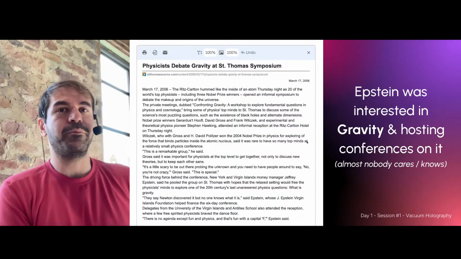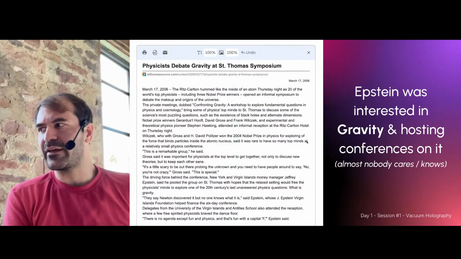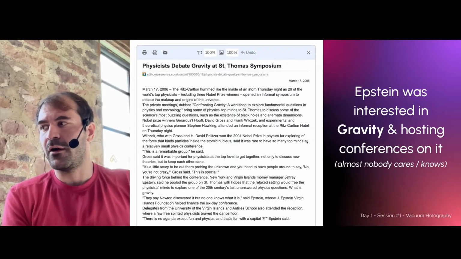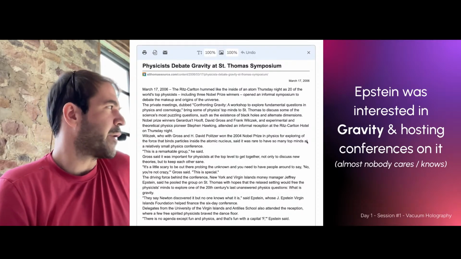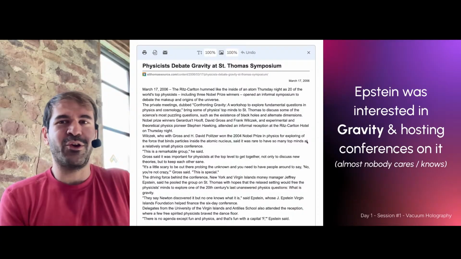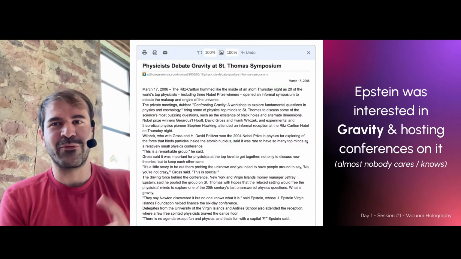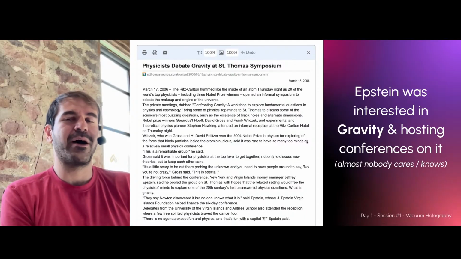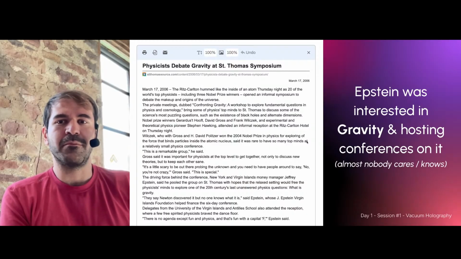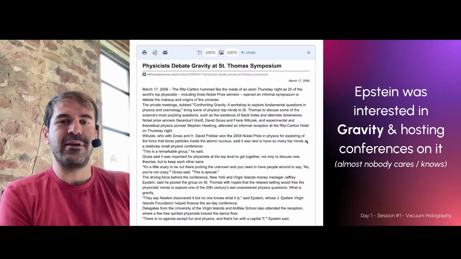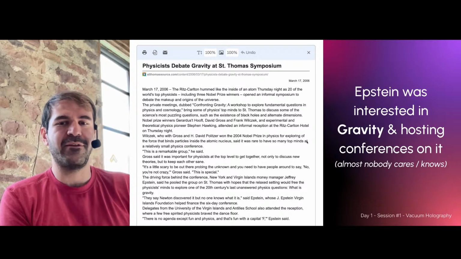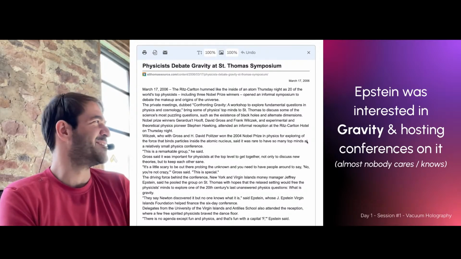And we will likely be doing a part 2 to that, because obviously a lot has transpired since then. But I actually was not exposed to this information back in 2020. I only became exposed to this information around 2023, I believe. But this is an article from the St. Thomas Source that's talking about the St. Thomas Symposium that I believe was actually happening on the island. And if you read that last sentence, it says, "There is no agenda except fun and physics, and that's fun with a capital F," Epstein said.